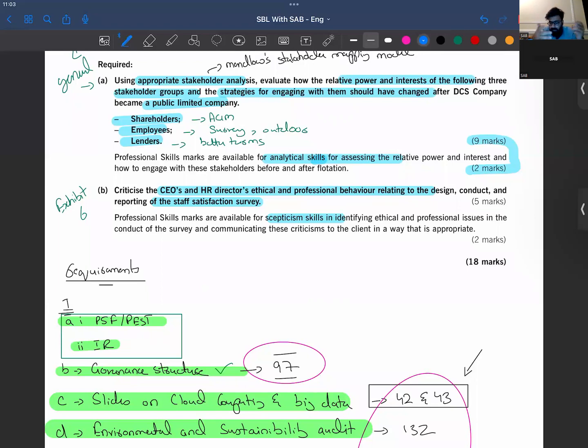And then the staff satisfaction survey, that was the misconducted item here. They didn't meet the confidentiality rules, right? They just broke out the information of the survey. So we need to do that.